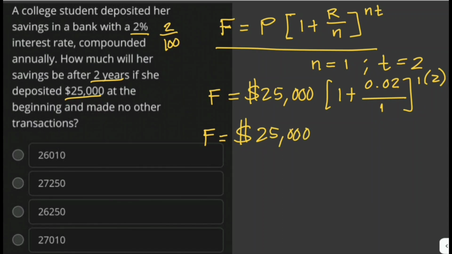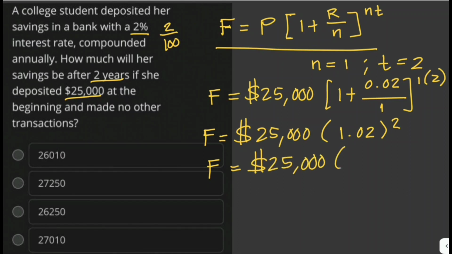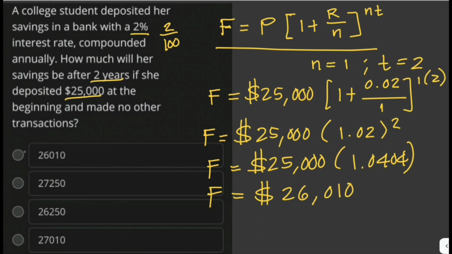So this is just equal to $25,000 times 1.02 squared. So this is just $25,000 times 1.0404. Therefore, the amount of money she has saved is just equal to $26,010. So this is the answer here.